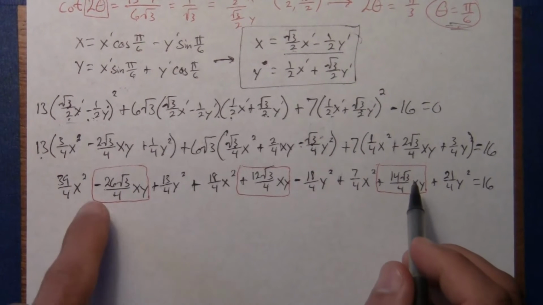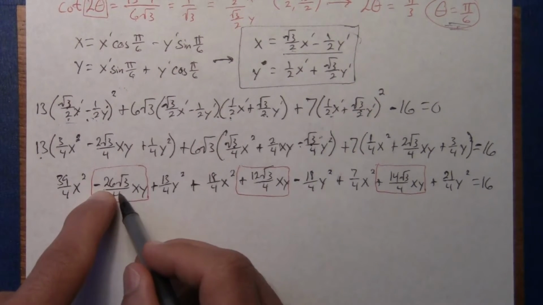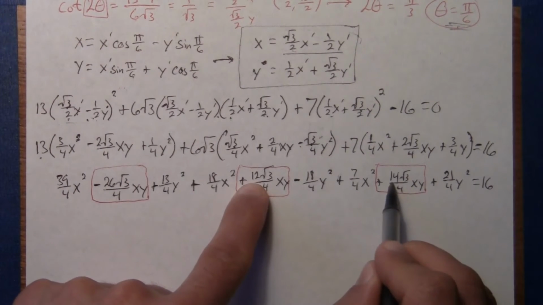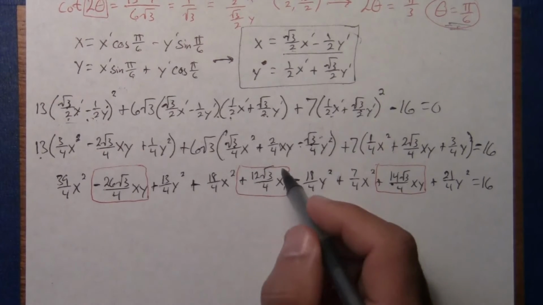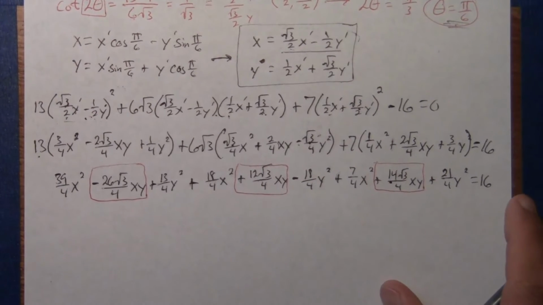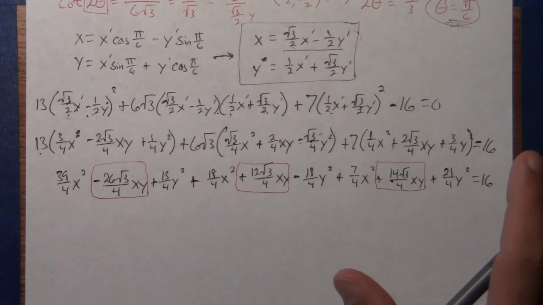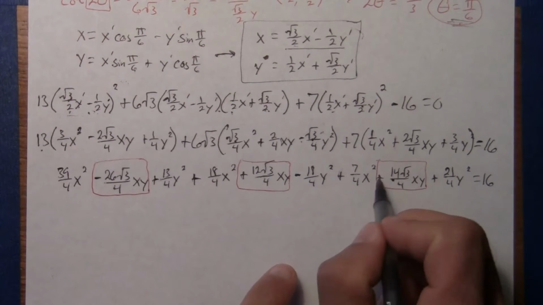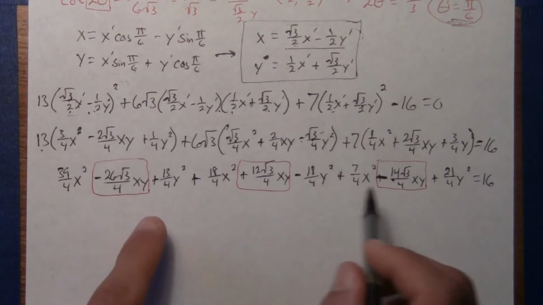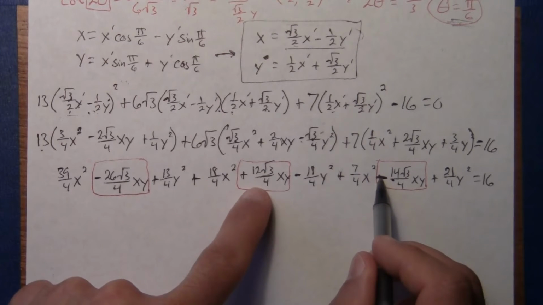And if we add all these together, this is negative 26 radical 3 over 4. This is positive 26 radical 3 over 4. Sure enough, they do cancel. If they don't cancel, kind of a rule of thumb, look at them. If let's say I had a negative here, and I looked at this and I said, well, man, if that had been positive, they would have canceled.